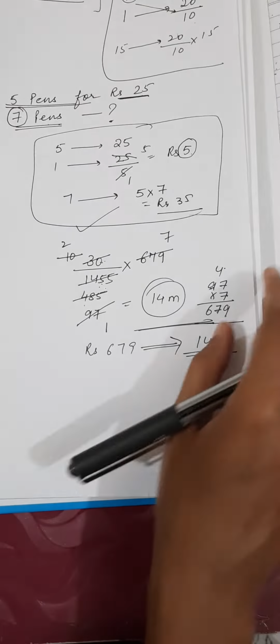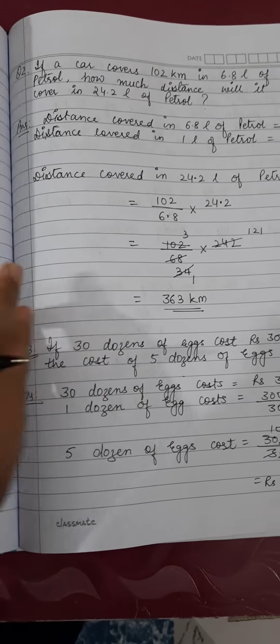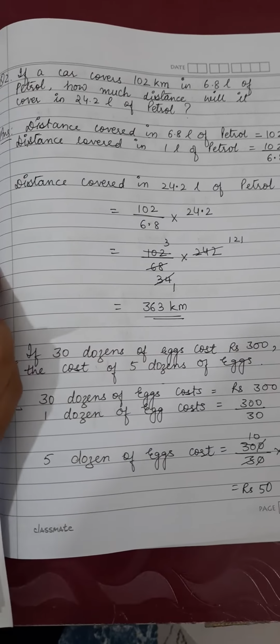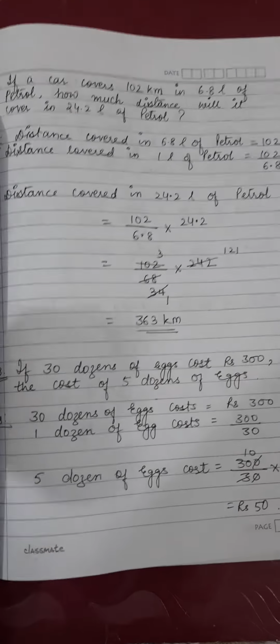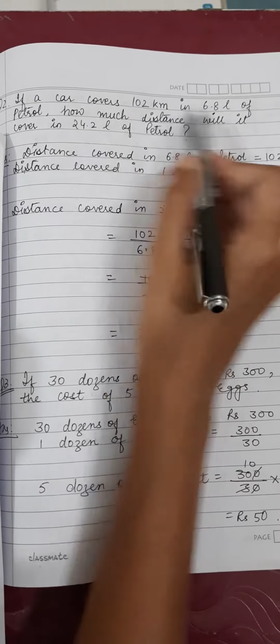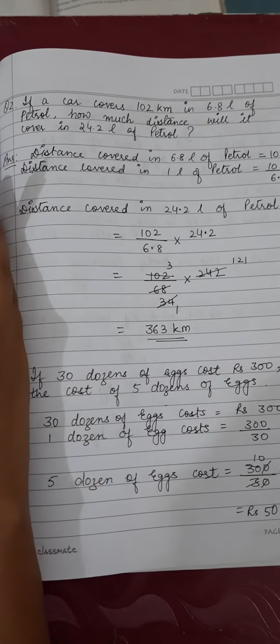Okay. So this was your first question, and here we have used the unitary method. Now if you have got to know this question, which is very easy, now you are going to do the second question. It will be easier for you. Question number 2 is, if a car covers 102 kilometers in 6.8 liters of petrol, how much distance will it cover in 24.2 liters of petrol?